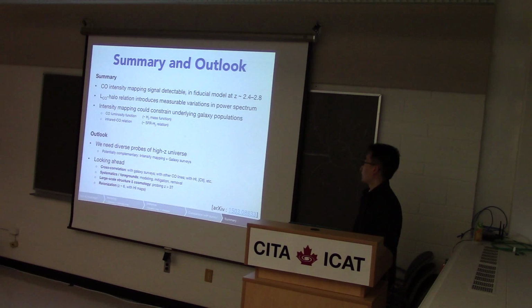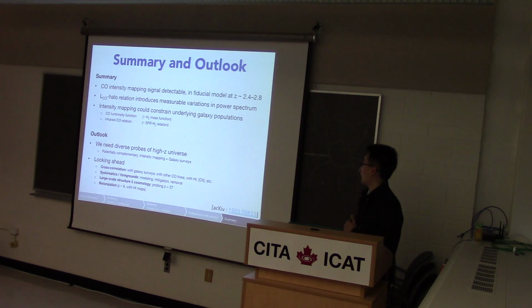Looking towards the future, I've mentioned this trade-off between area and depth. And so this suggests that we really do need diverse probes of the high redshift universe. And so the point that I wanted to make at the end was intensity mapping and galaxy surveys could be potentially complementary. So galaxy surveys would probe the bright end of the luminosity function and pin that down, while at the same time you could pin down or constrain the faint end with intensity mapping.